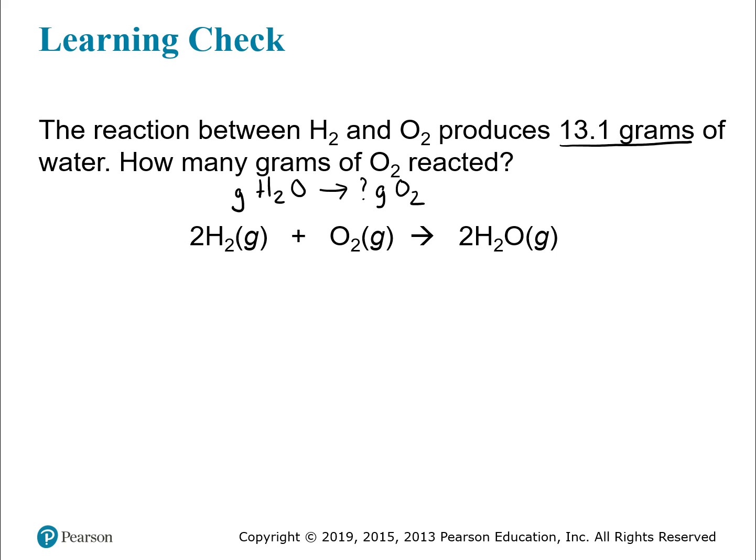Just like before, the only thing that we need here from the chemical equation is the oxygen and the water. So just don't even look at the hydrogen. We only care about the oxygen and the water. Believe me, as you start doing all these problems, you'll be tempted to pull in the numbers from the hydrogen gas just because it's there. Don't.